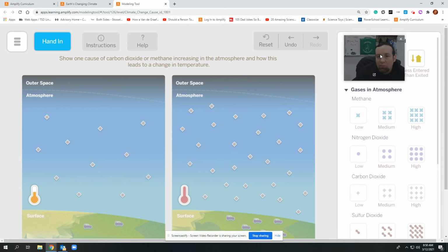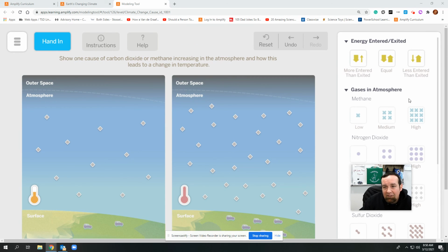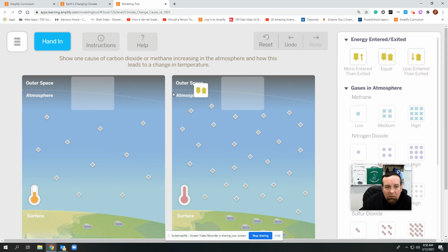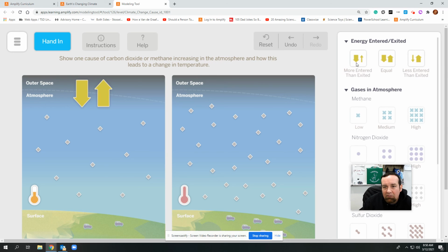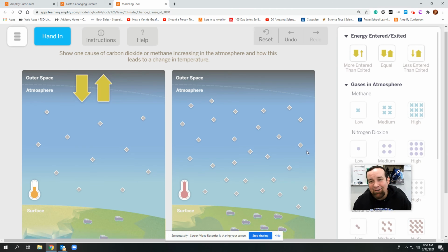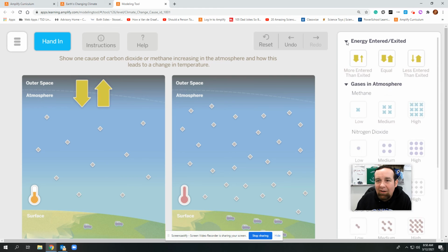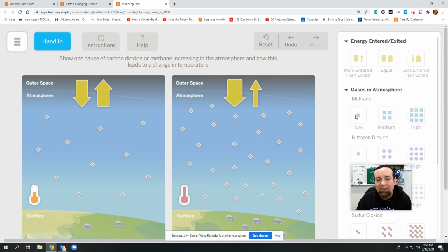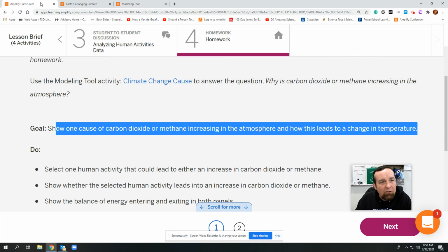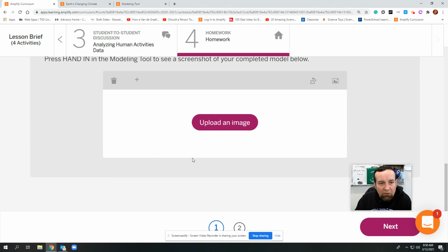And then to really top this off as an awesome model, maybe we could say that one's kind of equal, but this one, I'm sorry guys, I'm really trying to grab this. And the modeling tool appears to be fighting back right now. There it is. Just had to kind of force it. So I also want to show more energy entering than exiting. Now, friends, push that hand in button and it will automatically insert it here.